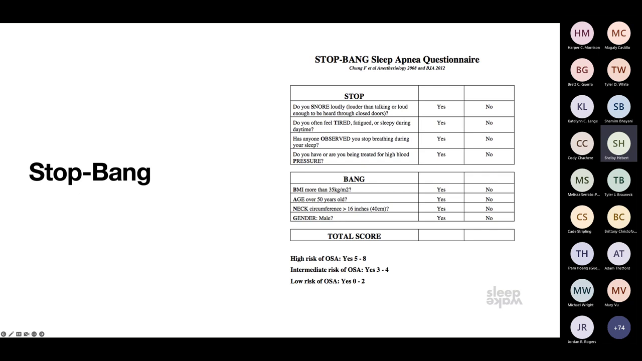This is that STOP-BANG questionnaire that I was talking about earlier. It's basically just a quick checklist for you to figure out if your patient is high risk for sleep apnea. So high risk is more than 5 yeses. Intermediate risk is 3 to 4, and then low risk is 0 to 2.